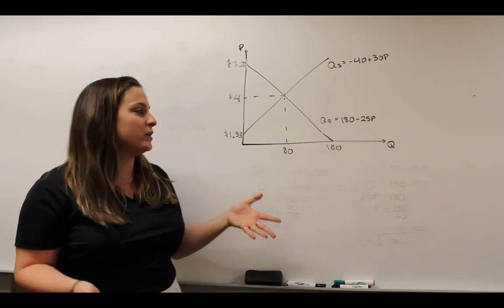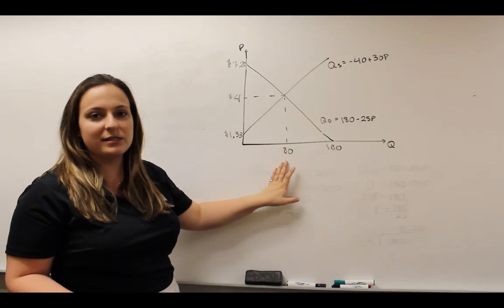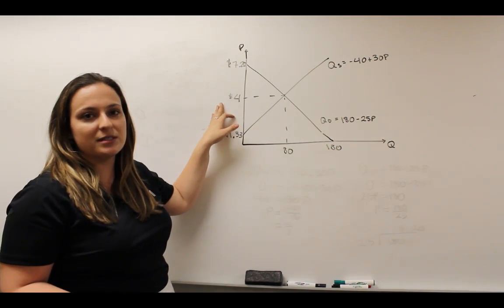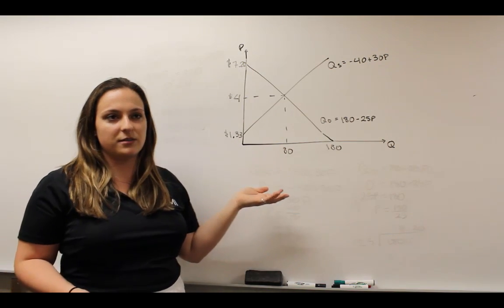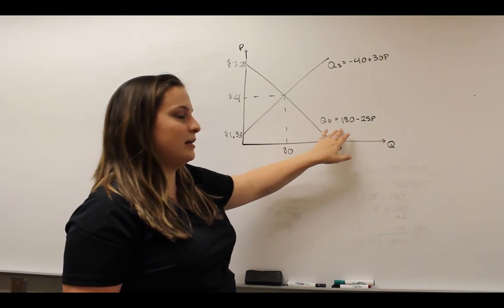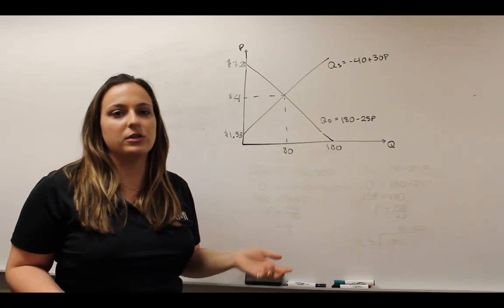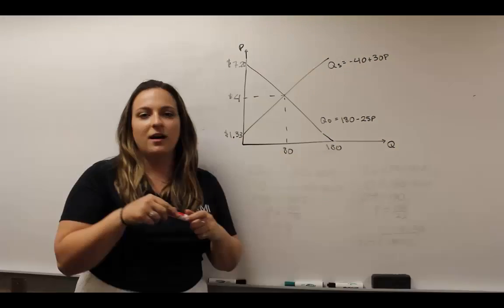In the last problem, we found that given these equations, our quantity equilibrium is 80 and our price equilibrium is $4, and then we also went on to find the intercepts of the quantity supplied curve and the quantity demanded curve. So we have that all filled in here. Now we're going to solve for the consumer surplus and the producer surplus.